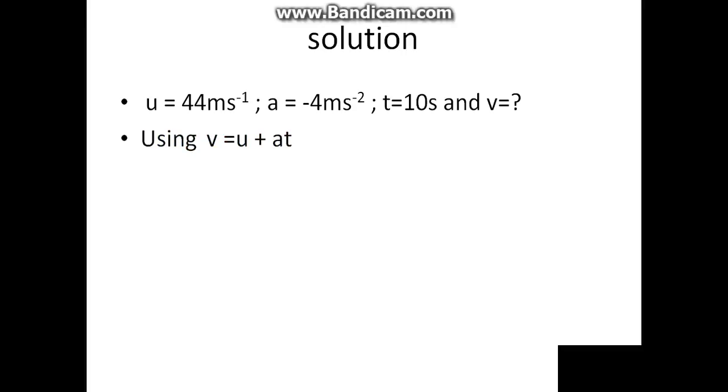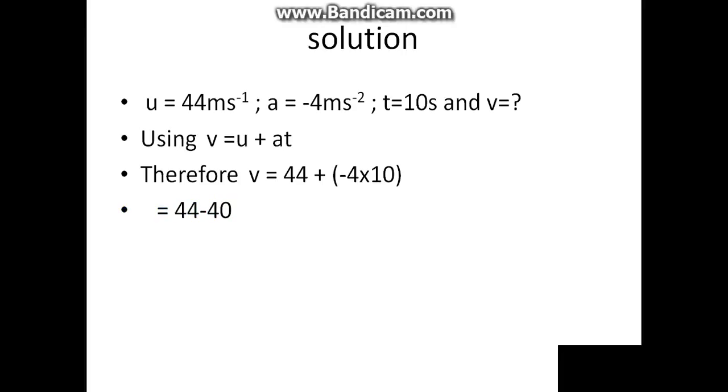From the first equation of motion, we have that v is equal to u plus at. Therefore, v, that is the final velocity, is equal to 44, that is the initial velocity, plus minus 4 times 10, which is the time, which now gives us 44 minus 40. Therefore, the final velocity is now 4 meters per second.